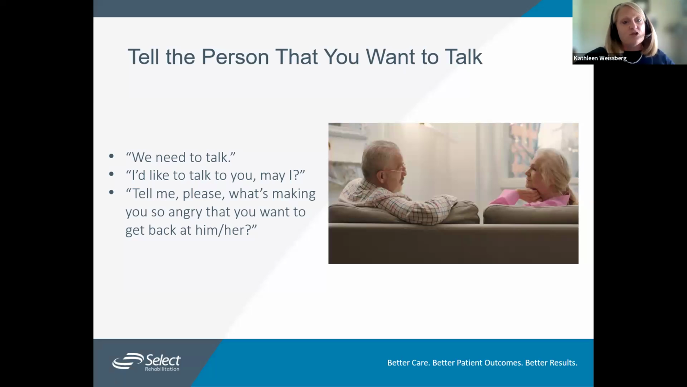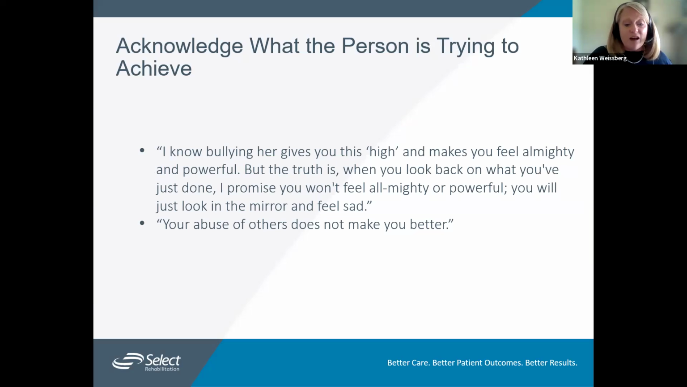So anyway, tell the person you want to talk. You are there to listen. Acknowledge them. Again, this is getting to the root of the behavior. What is going on in their life that is making this happen? As they are doing this behavior, what do they have to gain? What do they have to lose? And I love this second quote here. Your abuse of others doesn't make you any better. It actually makes you smaller. And to hear that, I think is really, really powerful.